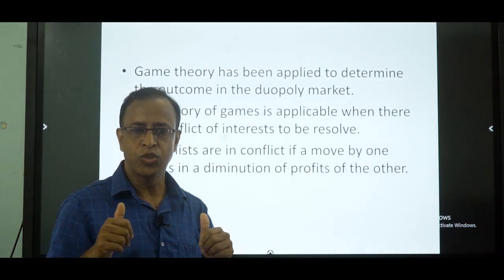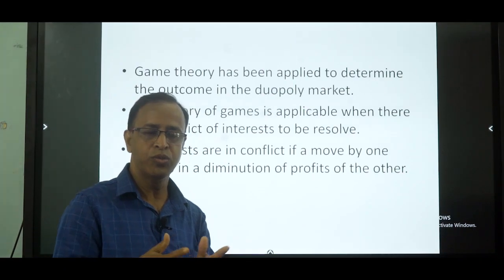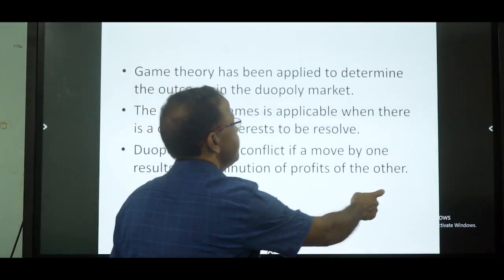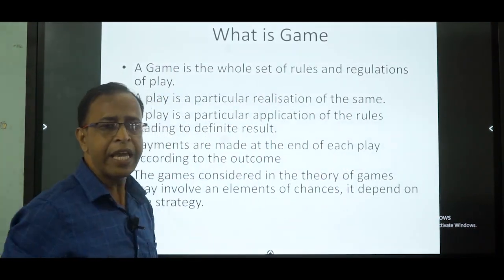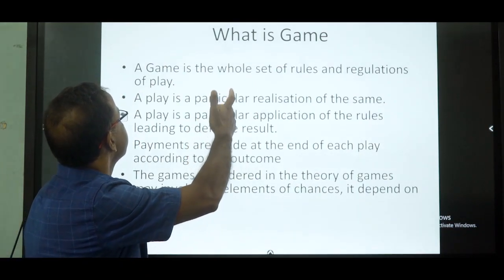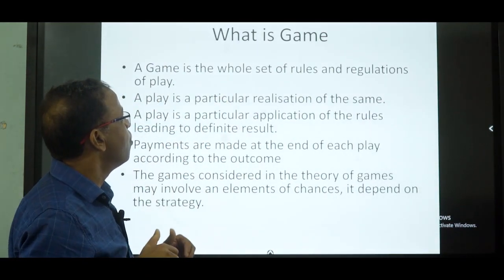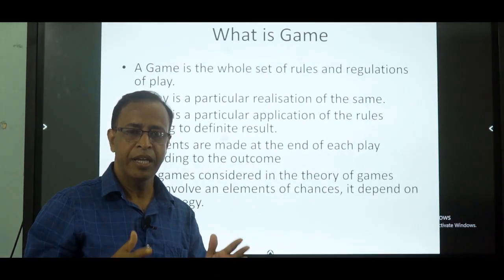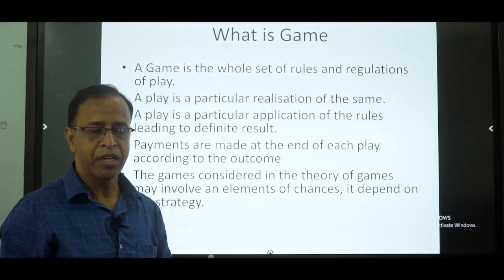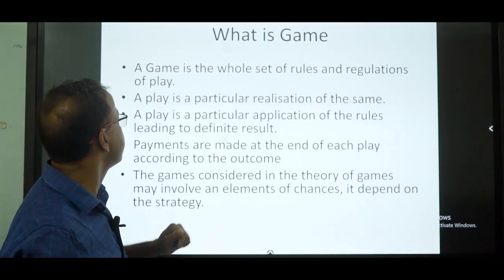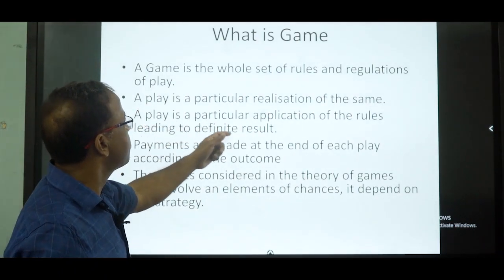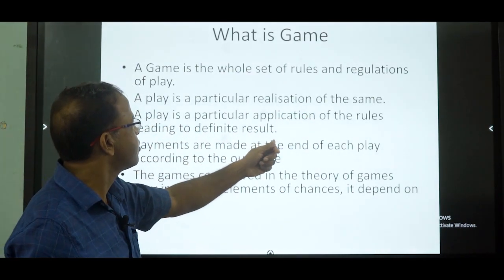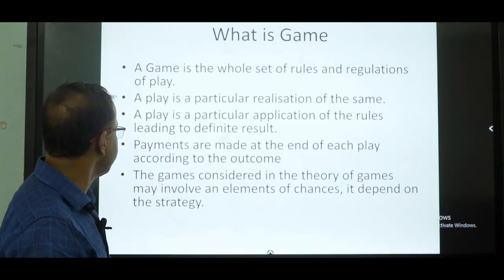That means the duopolists, two players or two producers, play the game, and this is game theory. And actually, what is a game? A game is the whole set of rules and regulations of play. That means, in game theory, a game is played by the players on the basis of some rules and regulations. A play is a particular realization of the same. A play is the particular application of the rules leading to a definite result.